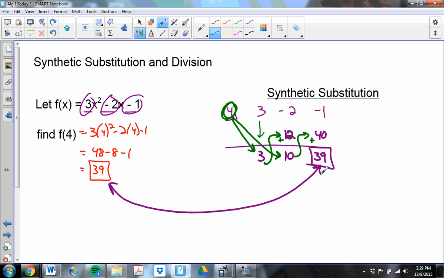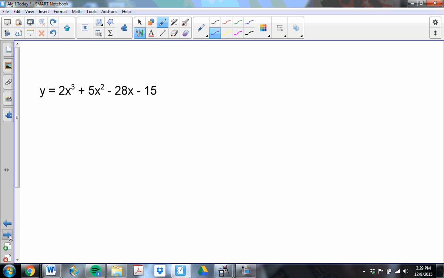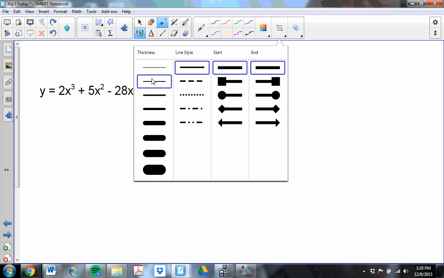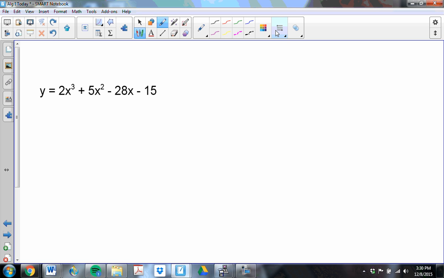Now, right now you're thinking, well, okay, sure, that's cool and all, but isn't this process over here way easier and simpler, and there's none of this weird adding stuff over here? Why would we bother doing this? And let me see if I can convince you of why this is really worthwhile. Here's a slightly longer expression, y equals 2x to the third plus 5x squared minus 28x minus 15. I'm going to find f of 3, and I'll do it by the synthetic process.